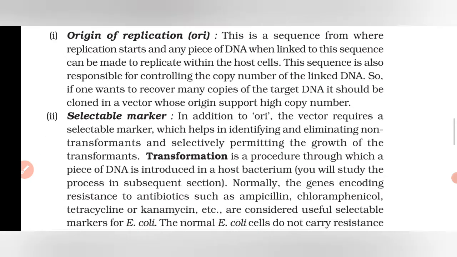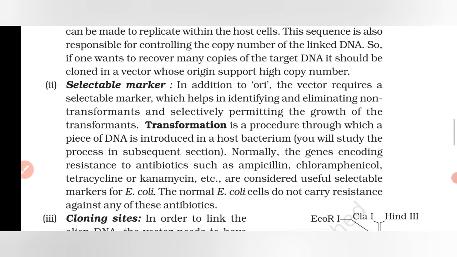selectable markers. So I told you about antibiotic resistance genes, which are actually the selectable markers. In addition to ORI, that is the origin of replication site, the vector requires a selectable marker which helps in identifying and eliminating non-transformants and selectively permitting the growth of transformants.